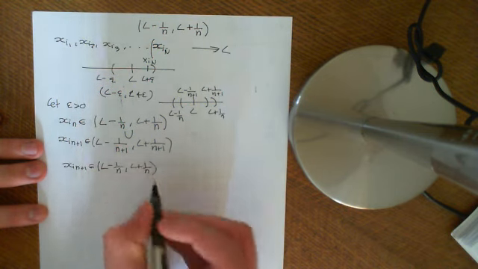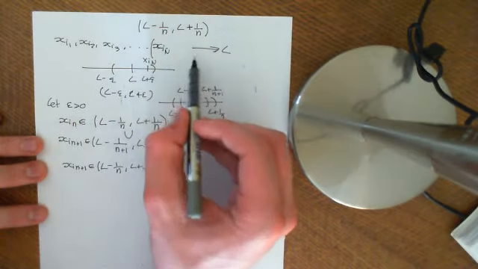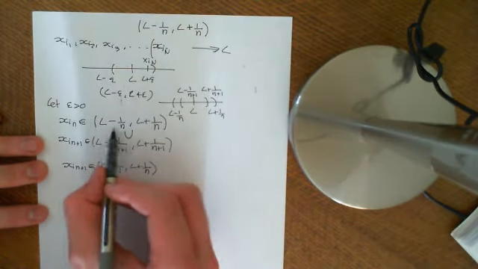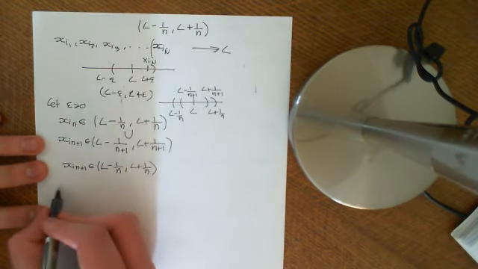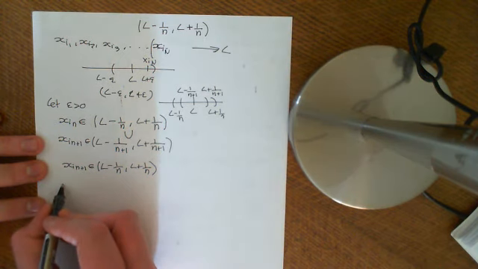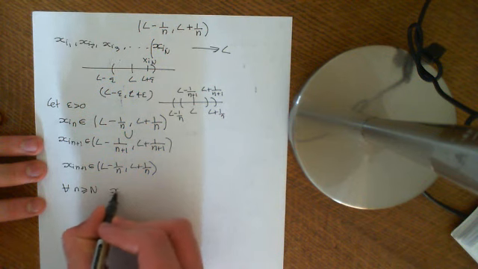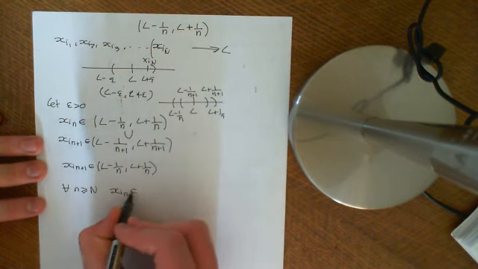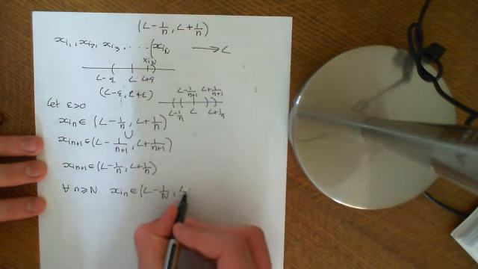So basically, xi_n and all terms in this sequence beyond there are elements of the interval [L − 1/n, L + 1/n], just by induction of what we've done here. So how can I write that? Let's say for all little n greater than or equal to big N, xi_n is an element of [L − 1/N, L + 1/N].